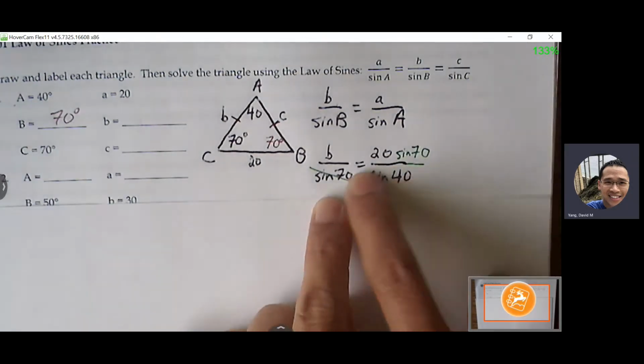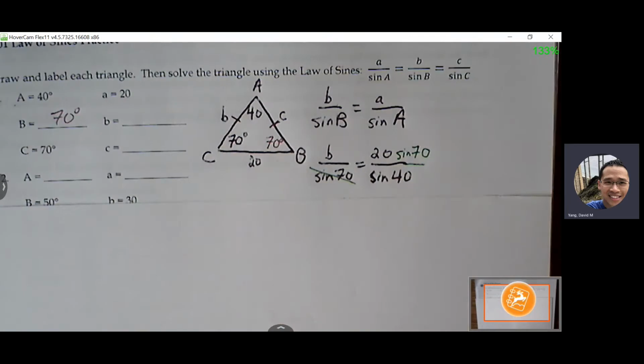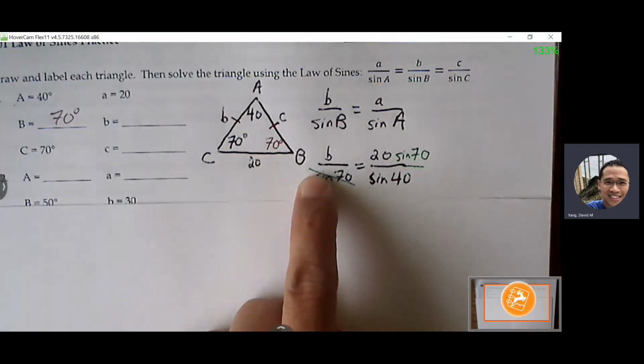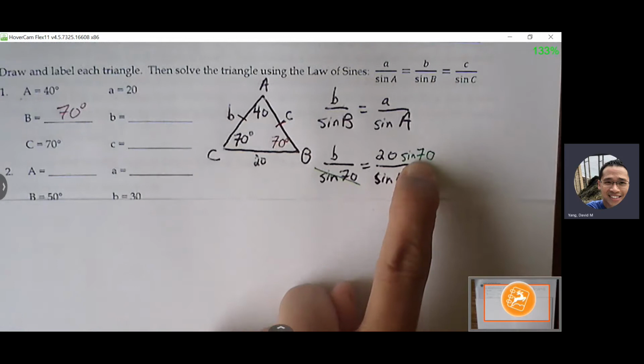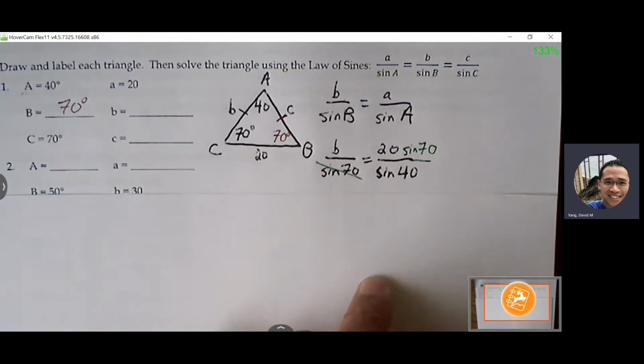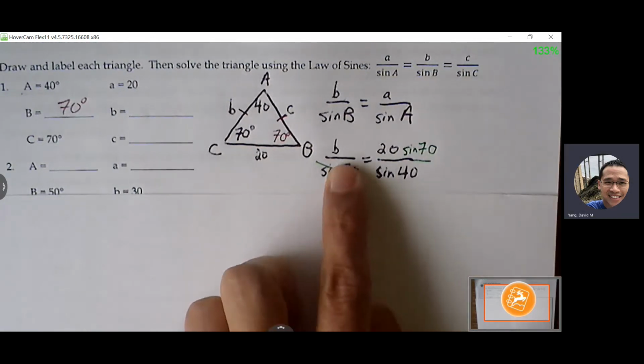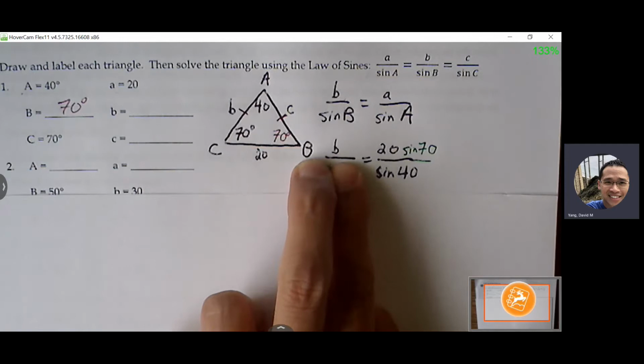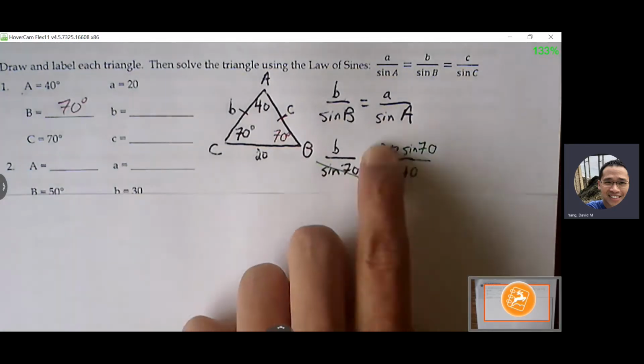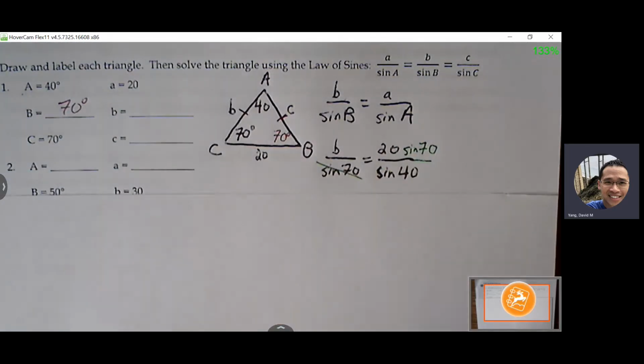It's the same thing as cross multiplying. We're just saving a little bit of rewriting. Just take that denominator, move it to the other side, the numerator. And now we already have B by itself on the left side. The right side is just entering the calculator.